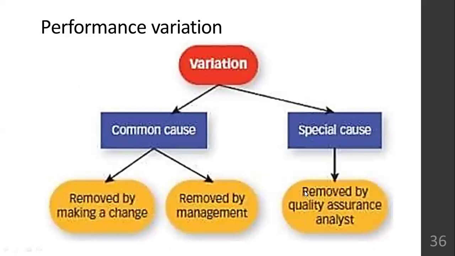So variations have two types: common cause and special cause. Common cause variation, which happens usually, is removed by making a change, or removed by the management. People who work within the department can tackle common cause variation. They make some change in the procedure or practice culture, shifting things slightly within the department, so that this commonly occurring error will not take place anymore. Management themselves can tackle this issue.